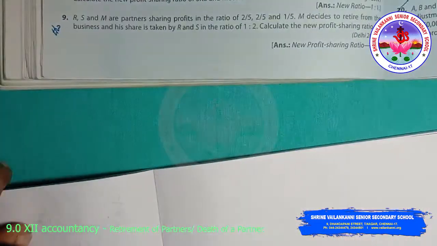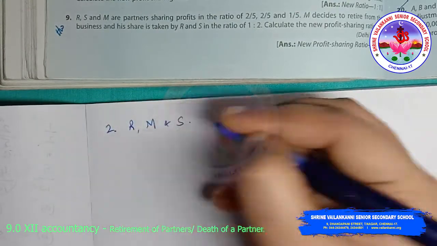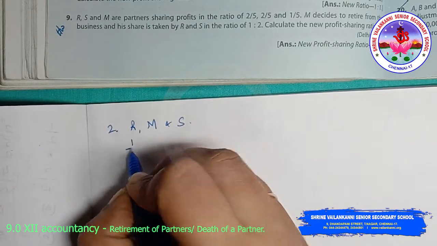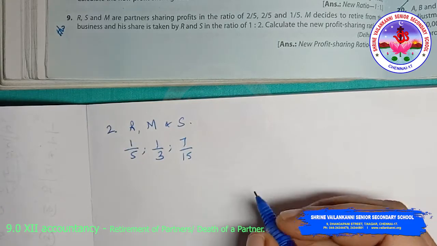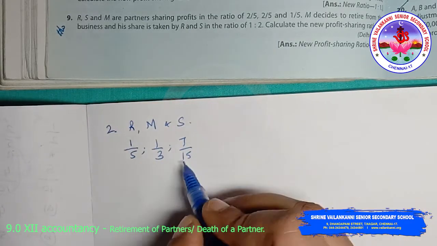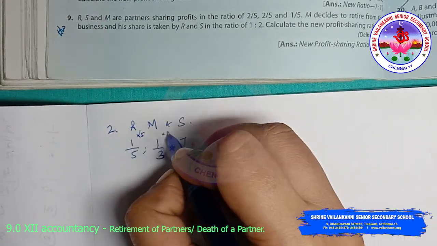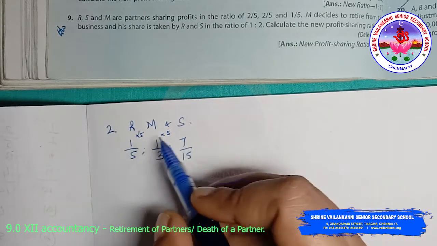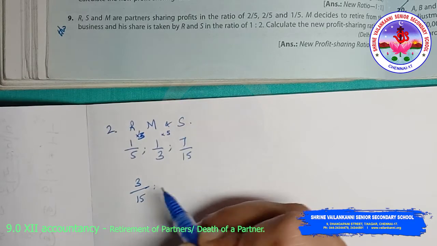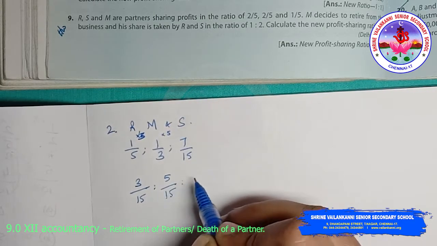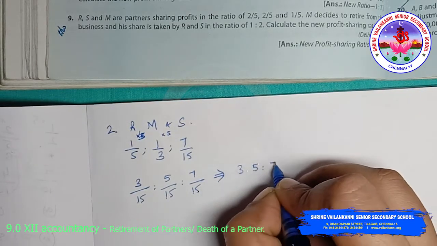So first let's write who are the partners. Ram, Mohan and Sohan. So their ratios are 1 by 5, 1 by 3 and 7 by 15. Since the denominators are not equal, I'm just multiplying this with 5, this with 3 and this with 5. So it turns out to be 3 by 15, 5 by 15, 7 by 15. So this ratio is going to be 3 is to 5 is to 7.